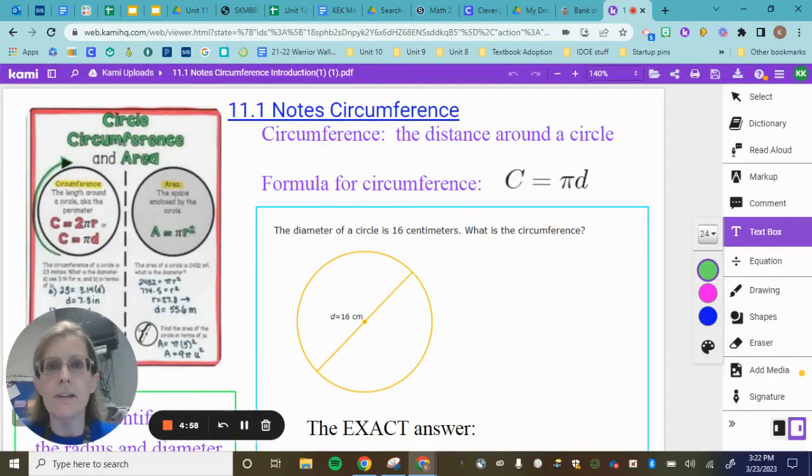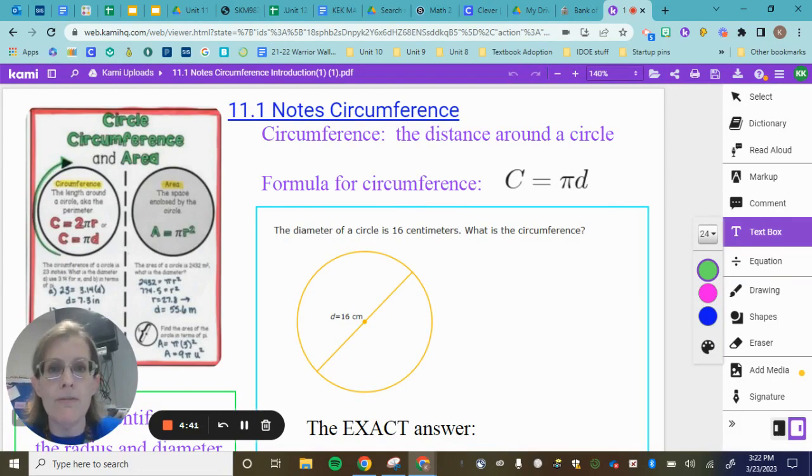Today in Unit 11, Lesson 1, we're talking about the circumference of a circle. The circumference is the distance around it. It's like the perimeter. So the formula we use is C equals pi times D, and you should have already watched the video that explained where the formula came from.